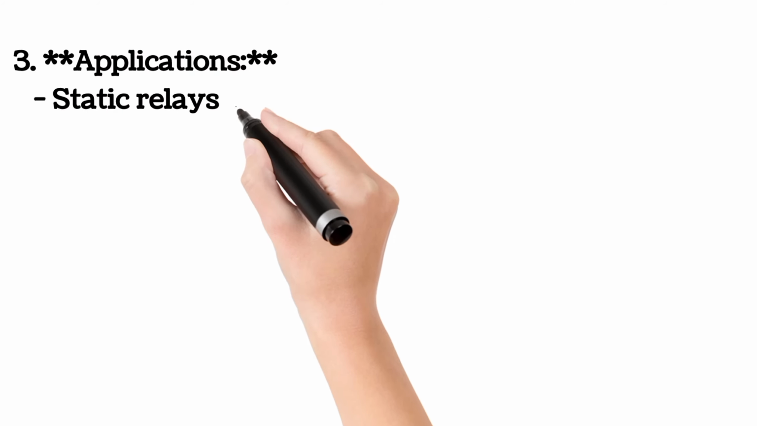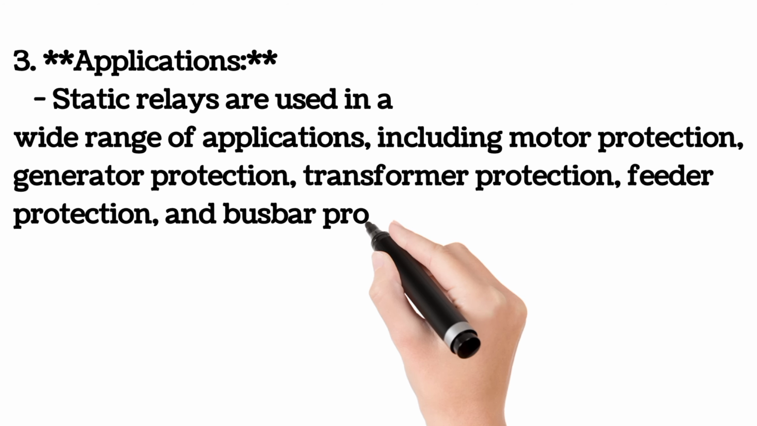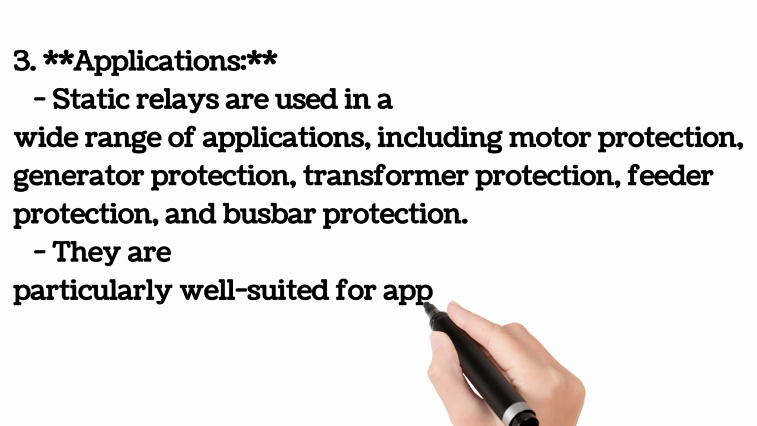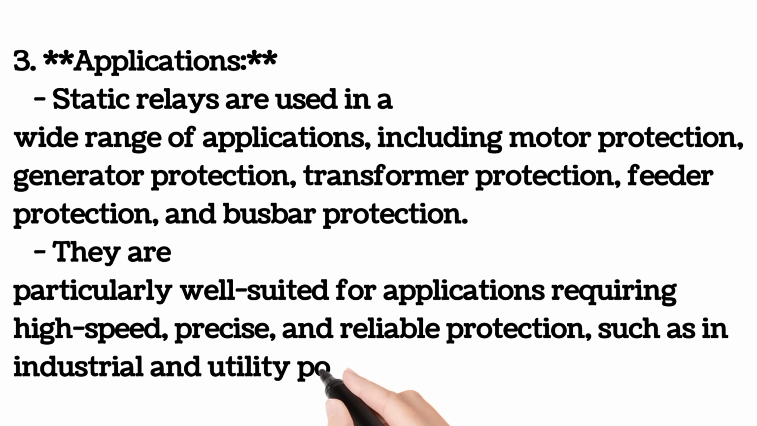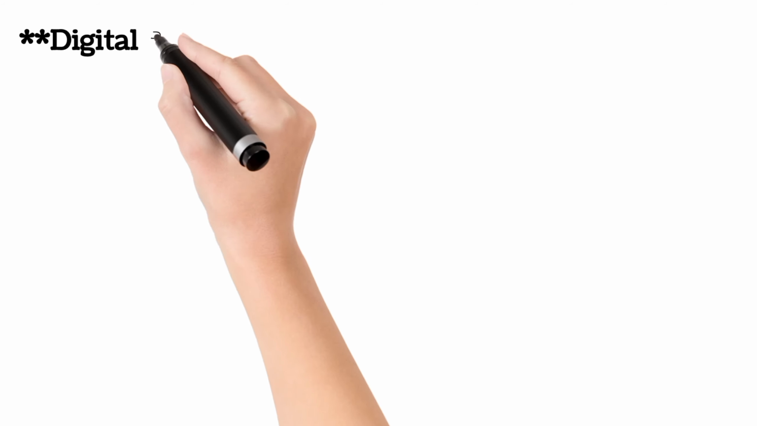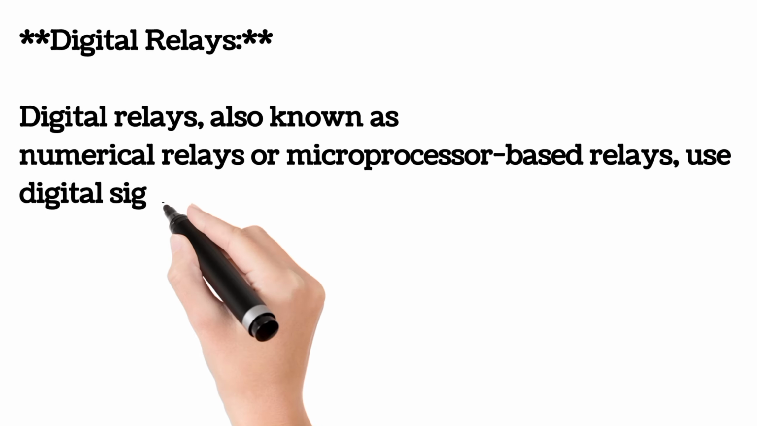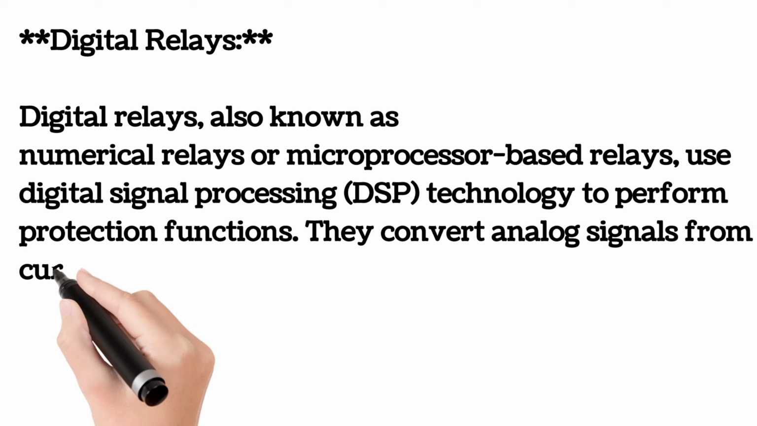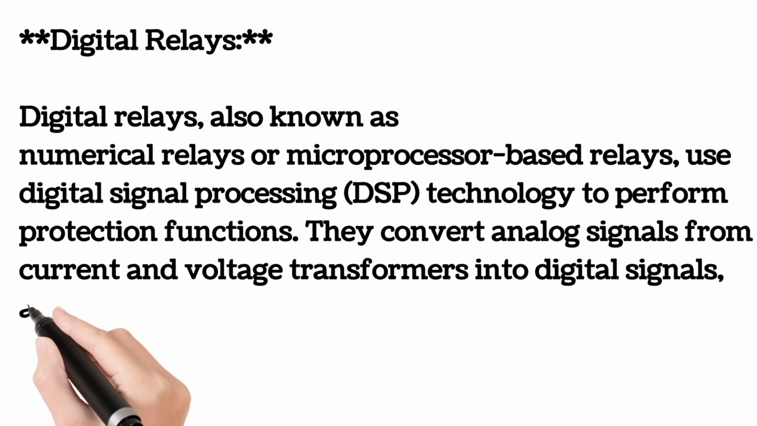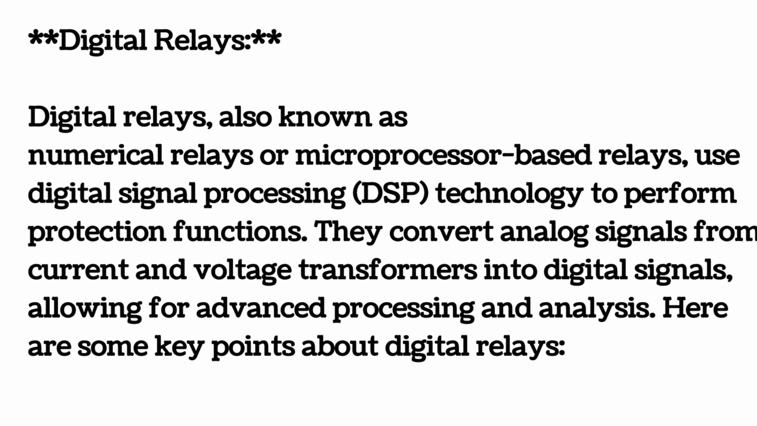3. Applications. Static relays are used in a wide range of applications, including motor protection, generator protection, transformer protection, feeder protection, and busbar protection. They are particularly well suited for applications requiring high-speed, precise, and reliable protection, such as in industrial and utility power systems. Digital relays. Digital relays, also known as numerical relays or microprocessor-based relays, use digital signal processing (DSP) technology to perform protection functions. They convert analog signals from current and voltage transformers into digital signals, allowing for advanced processing and analysis. Here are some key points about digital relays.